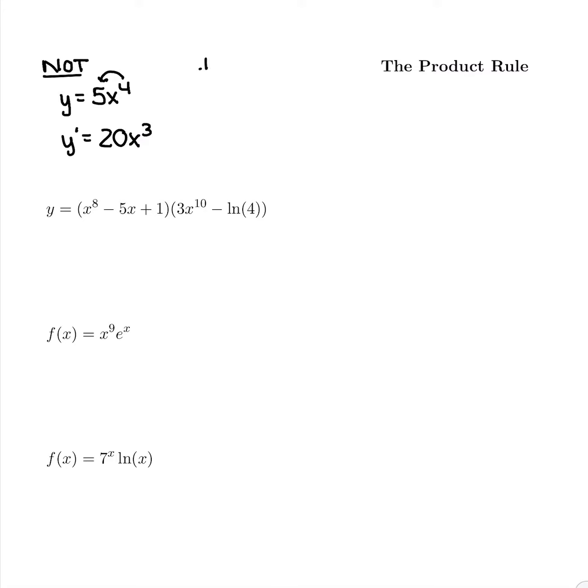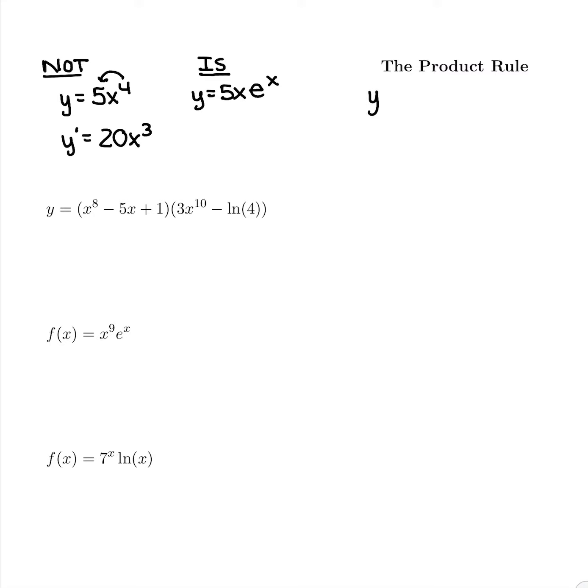It's just a constant being multiplied. What is a product rule is something like 5x times e to the x. You have x's that are multiplied. So not just 5 times x to the fourth, it's 5x times e to the x. Two x's being multiplied is a product rule.